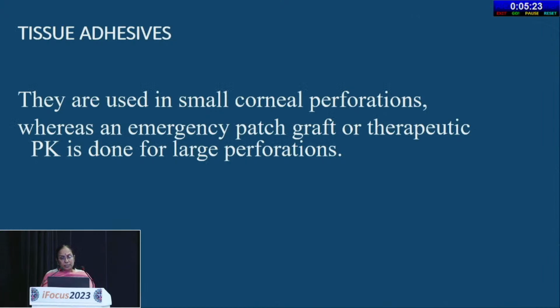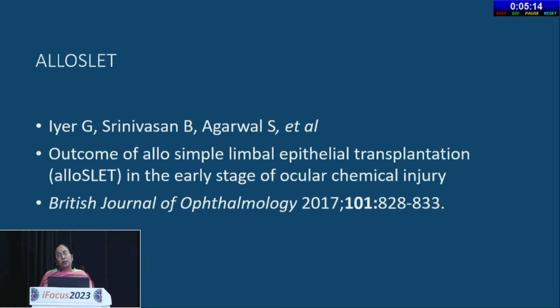Now in small perforations, you can use tissue adhesives and a bandage contact lens, but you have to do an emergency patch graft or therapeutic PK in large perforations. What about allo-SLET, which Sir has mentioned? In acute cases, you have to epithelialize the cornea. With allo-SLET, if you have a center which does cornea transplantation, the central part is used for PK. The peripheral part, you can cut into multiple bits and put. Here you do not need immunosuppression because this is just for the acute case where you have to just epithelialize. Here you would not like to do SLET from the other eye because the failure rates are very high in inflamed cases.